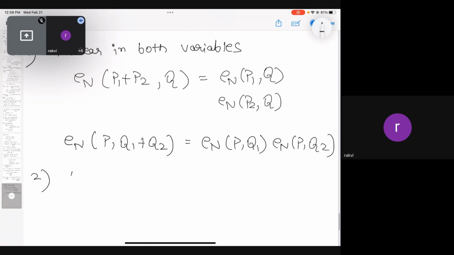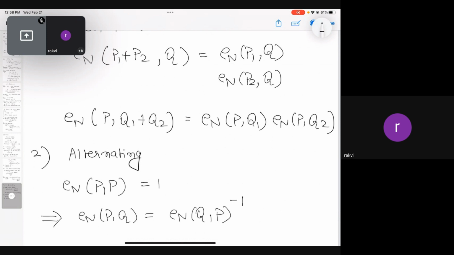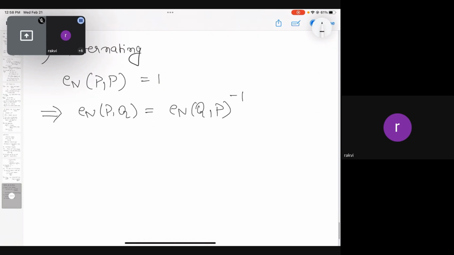This thing is alternating. Alternating essentially means that when you switch the variables, the sign changes. But here a sign change would mean, since it's a multiplicative group, that we are taking inverses, so multiplicative inverses. So En of p comma p is 1. And this actually implies that if we switch, they're not really equal, they are inverses of each other. Okay, this is what alternating means.